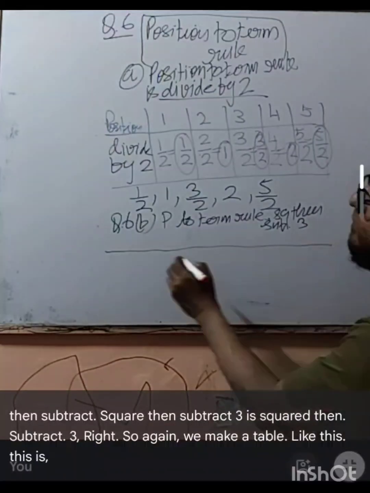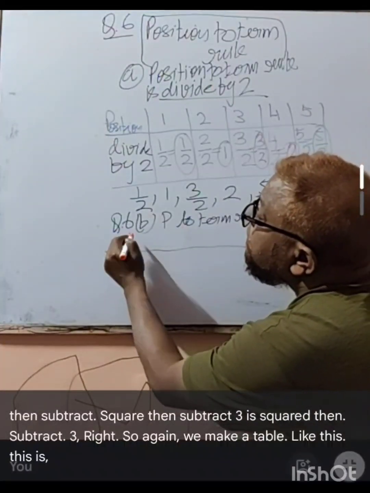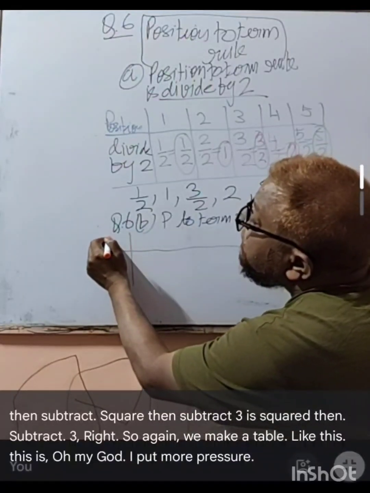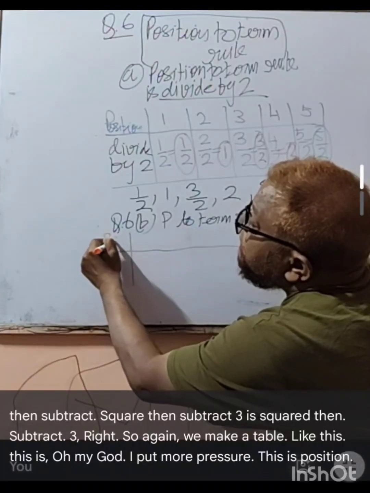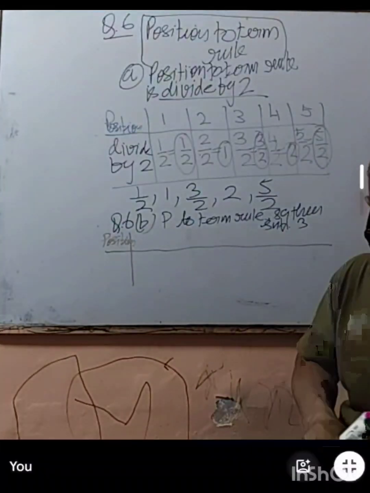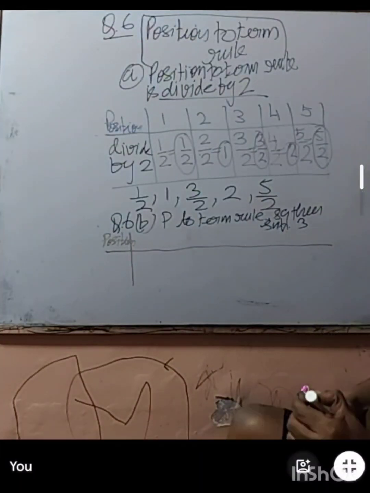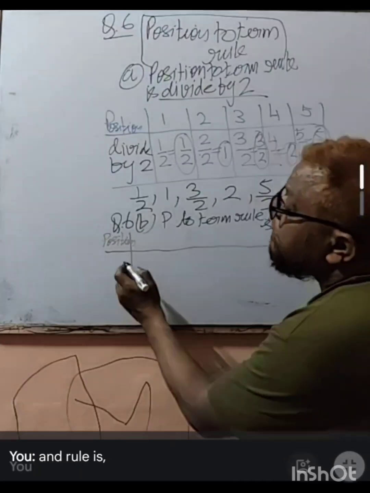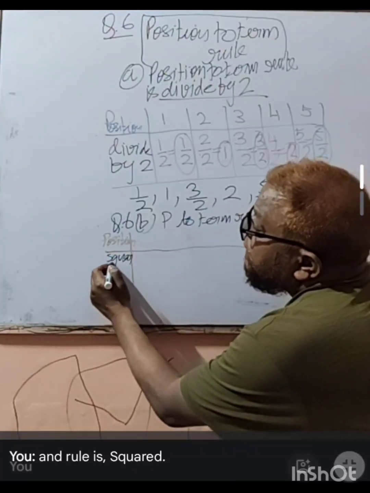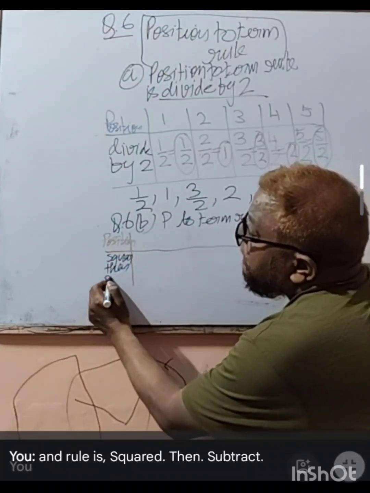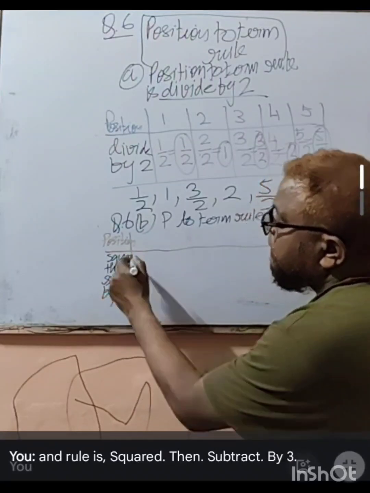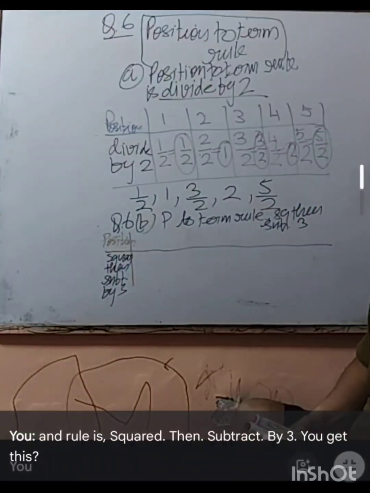This is position and the rule is square then subtract 3. You get this? Yeah.